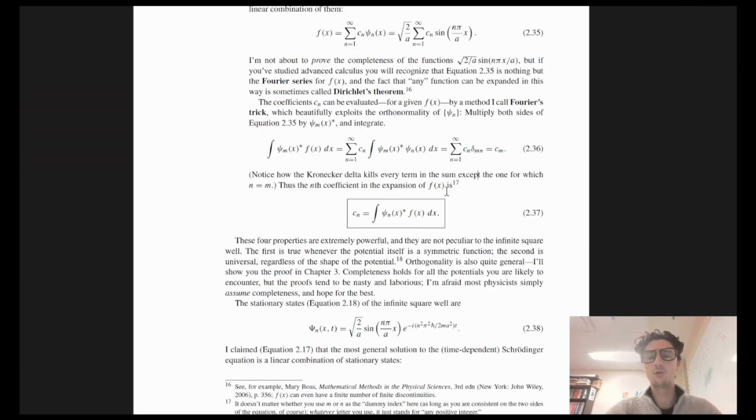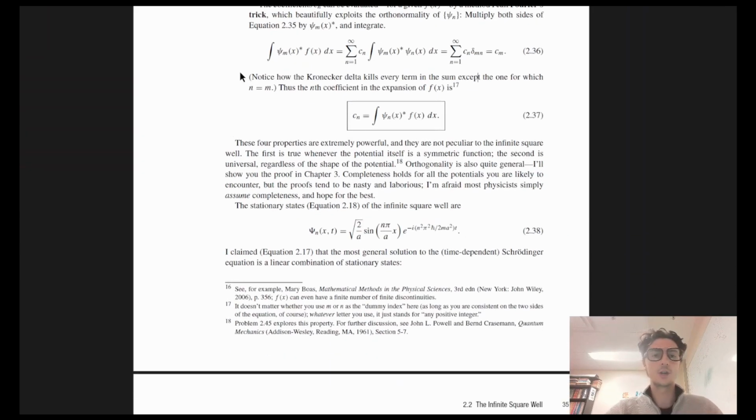If that didn't make sense, don't stress about it. I'm just kind of ranting about it. Notice how the Kronecker delta kills every term in the sum except for the one which n equals m. That's basically what I said here. Thus, the nth coefficient in the expansion of f of x is Cn.